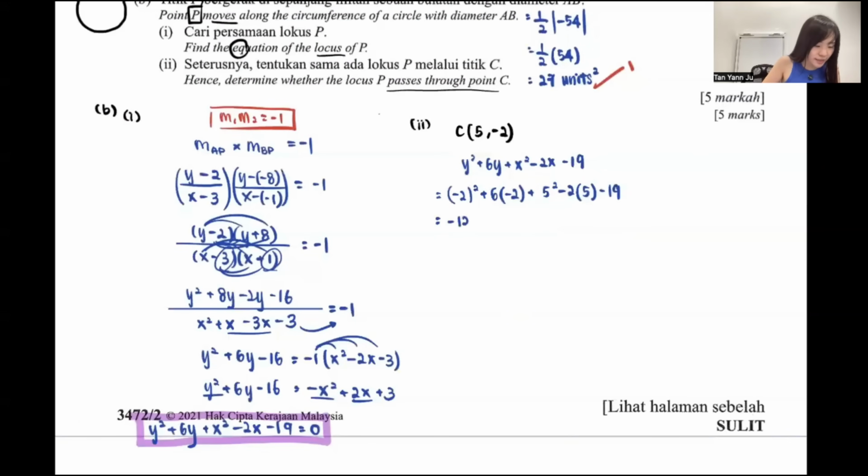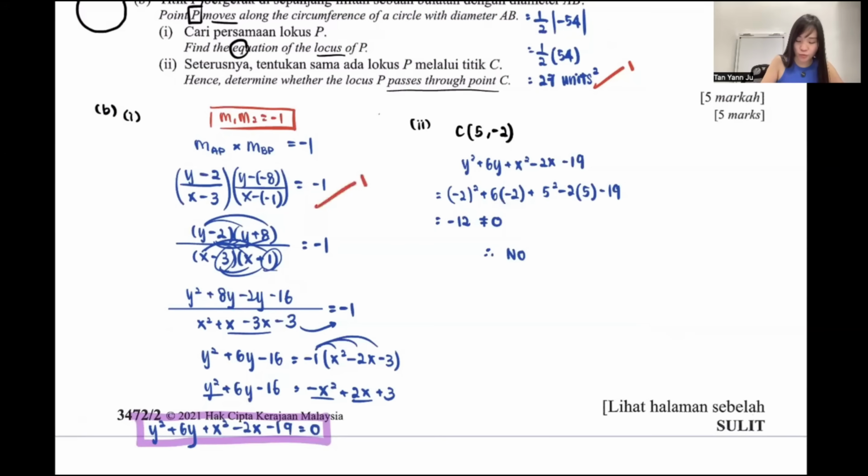I press the whole thing, guys. I get -12. Supposedly, if I sub the whole thing here, I should get the same as the right side, but my right side is supposed to be 0. So do I really get back 0? No. So the answer is yes or no? No. So, determine whether the locus P passes through point C or not. The answer is no, because if it's yes, I should get back 0. Done.